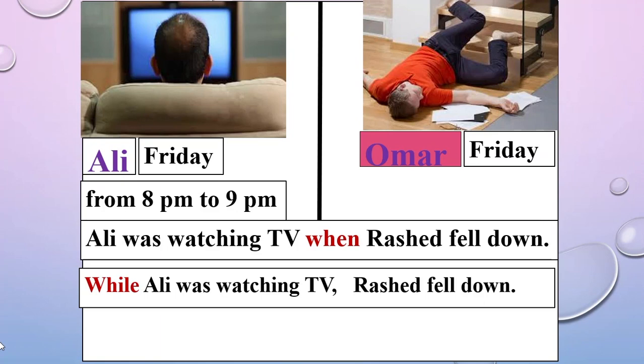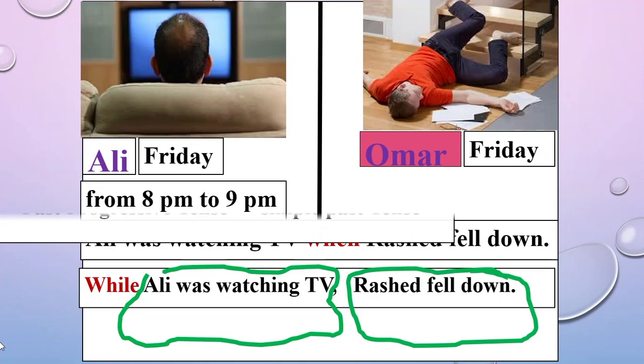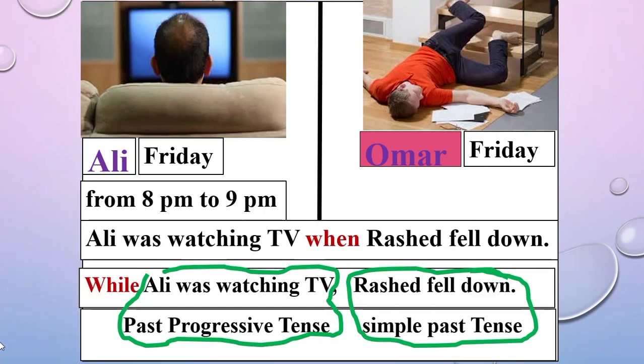Now, try to think for a few seconds about the longer and the shorter one, or about the action which was in progress and the interrupted one, or the interrupting one. Look at the highlighted tense. Ali was watching TV. Rashid fell down. So the first one is the past progressive tense, and the second one, as you know, is the simple past tense. So we can also use as instead of while. As Ali was watching TV, Rashid fell down.